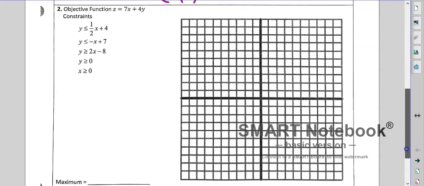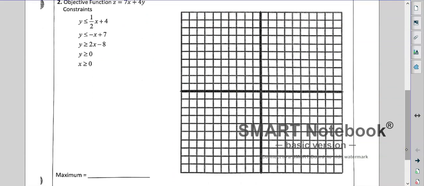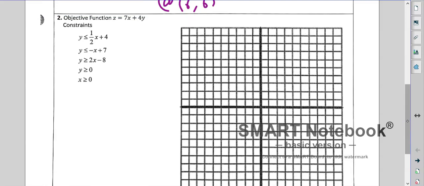You're not going to have problems like this on the test. It's just going to be with the word problems. But this is a key skill to be able to do.